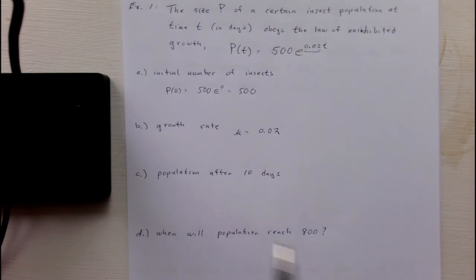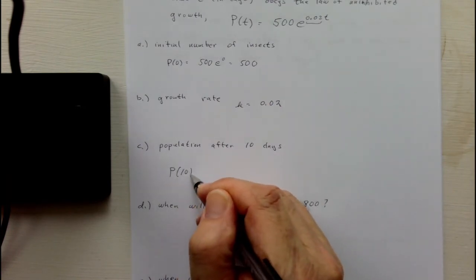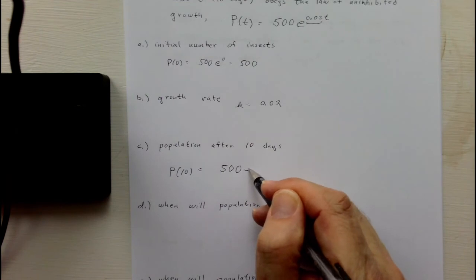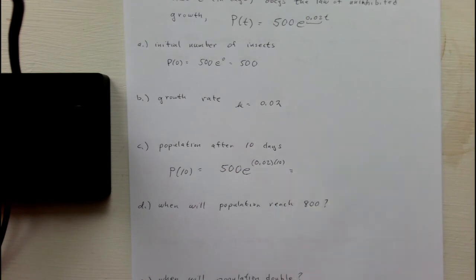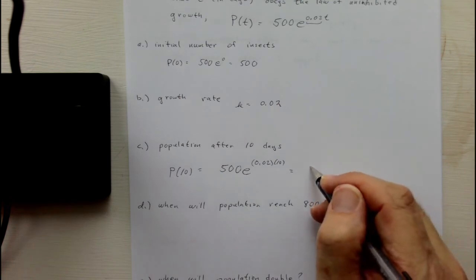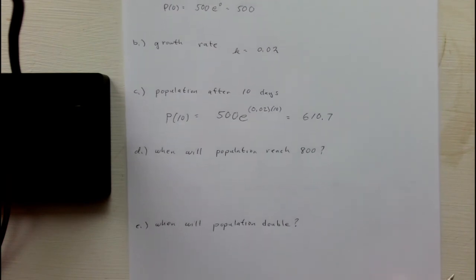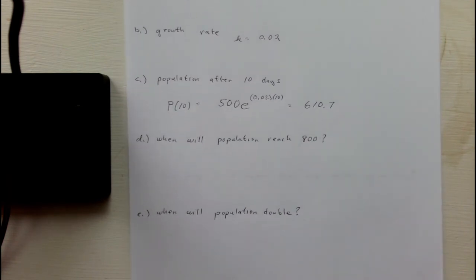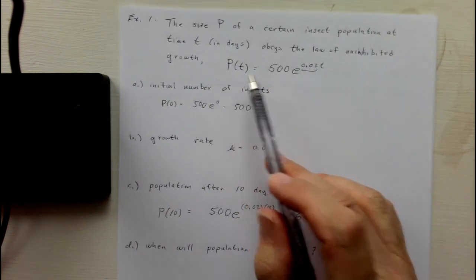Population after 10 days, well, we plug in t equals 10. So this would be 500 times e to the 0.02 times 10. And then we use our calculator to find that this is in fact 610.7. Okay, we can round to one decimal place. That should be okay. When will the population reach 800? So you're asking for what t. "When" means you're asking for t. So we want to find out, what's the value of t when this is equal to 800?